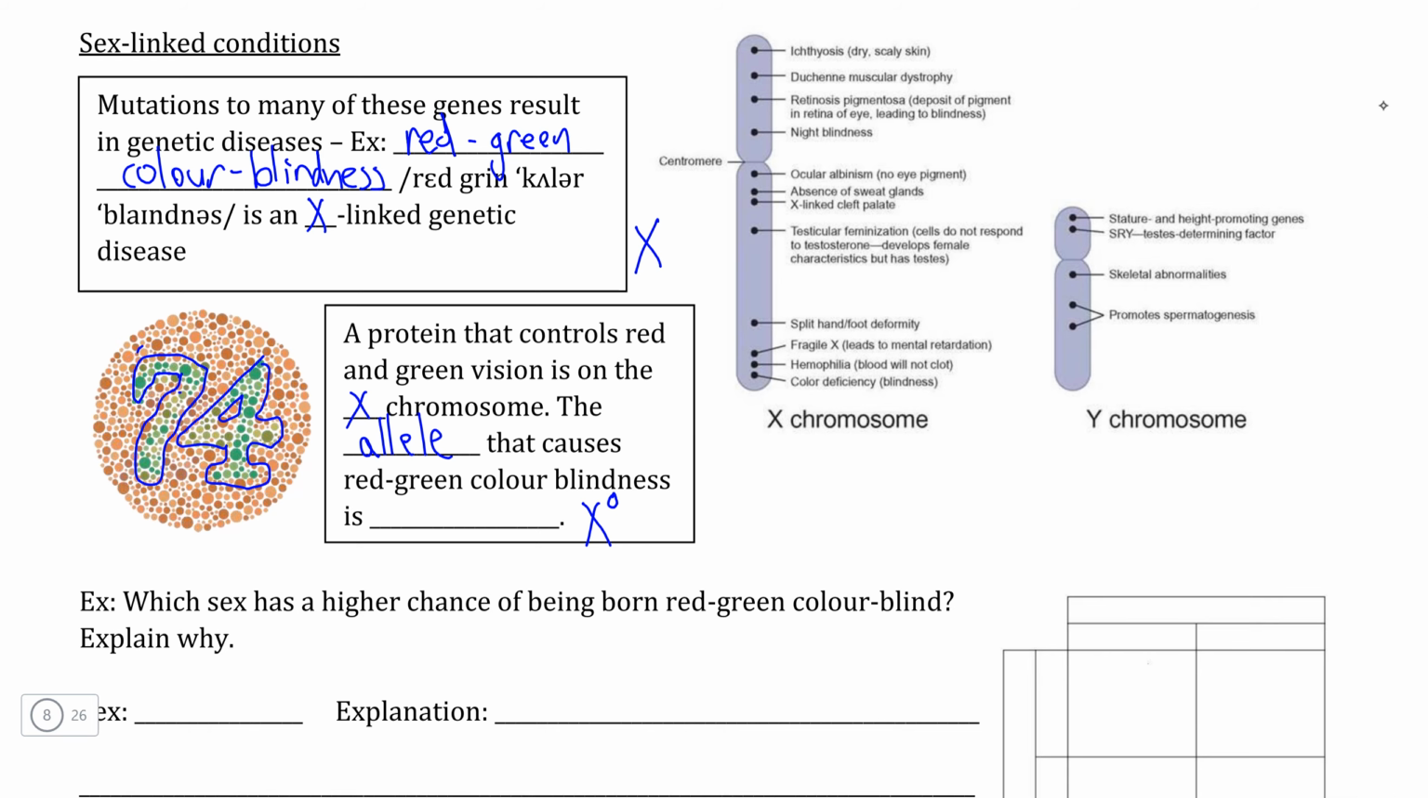Now, the good news is for those that are worried about passing this condition on and the difficulties with color identification that it causes: number one, people with red-green color blindness, it's best not to think of it as a disease because they can live perfectly normal and healthy lives. And the second component of that is that the red-green color blindness mutation is actually recessive.